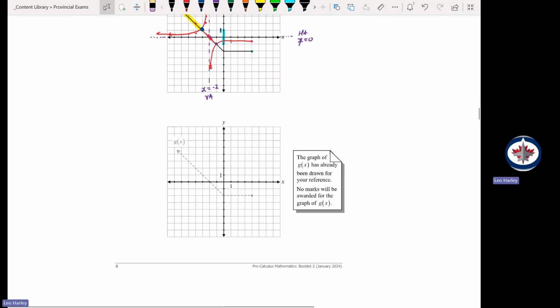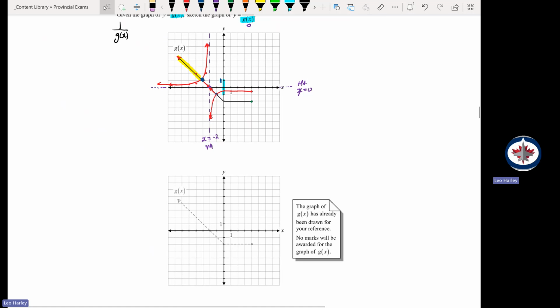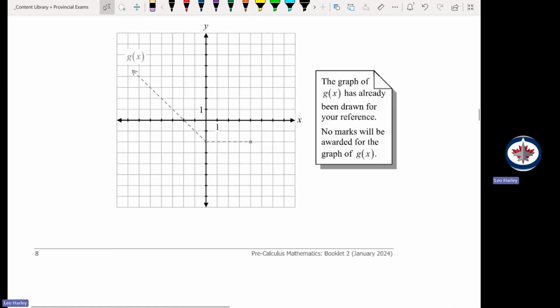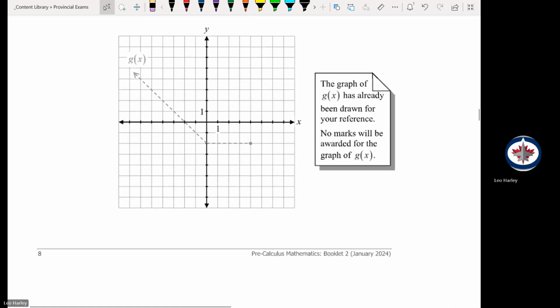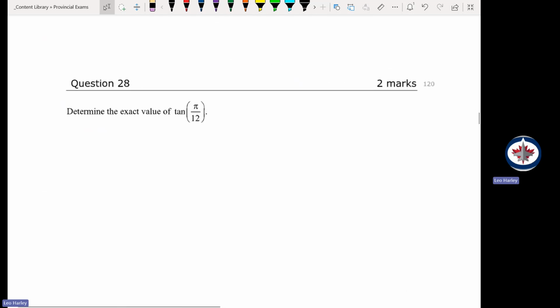And then just for reference, don't do all your work on the top one, or do whatever you want. Try and do all your work on the bottom one. We'll still mark it. Yeah.